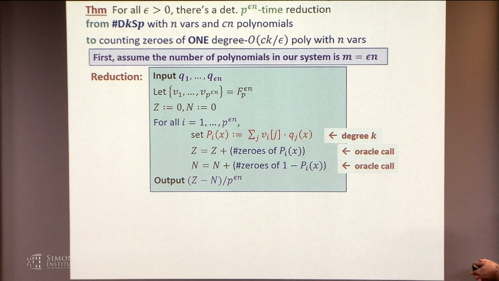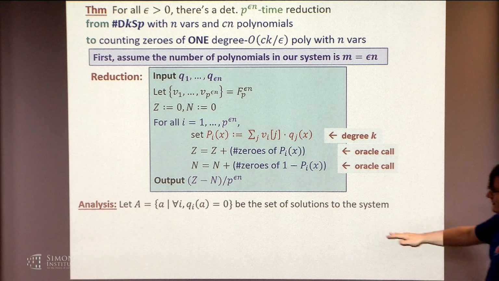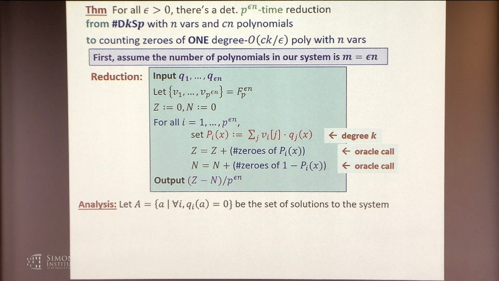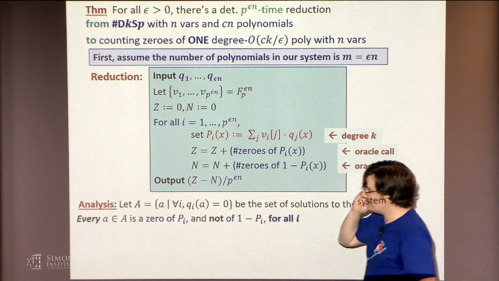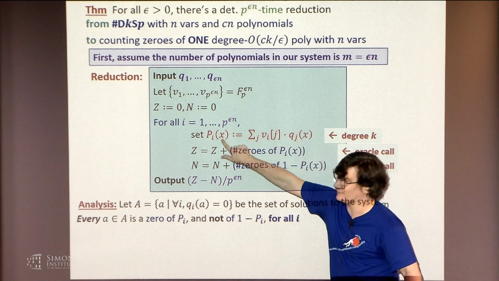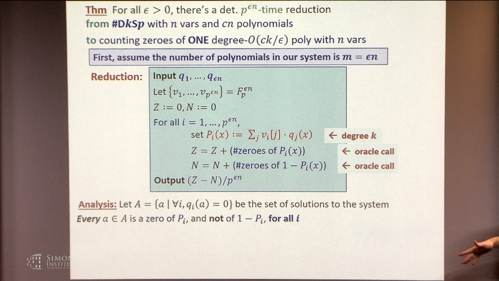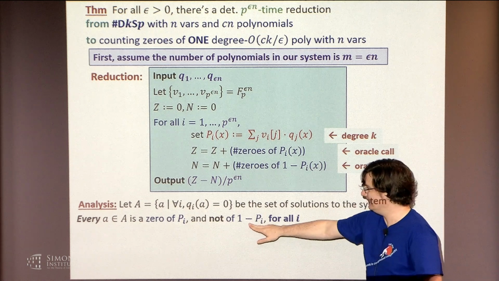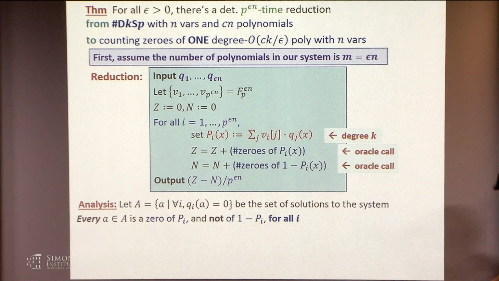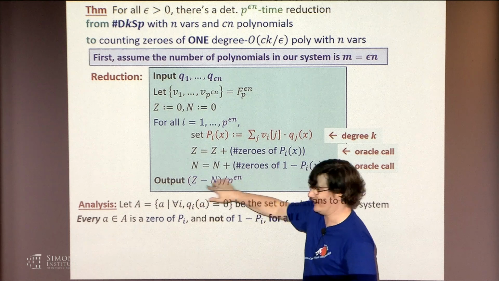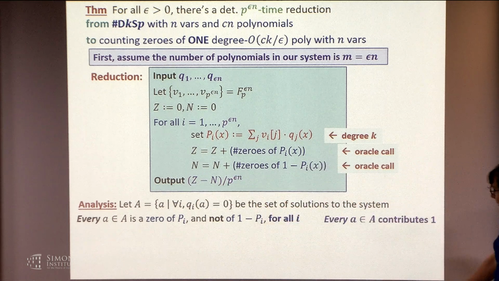So why does this thing work? Let A be the set of solutions of the system, those assignments making all the polynomials vanish. Take any solution. Anything that makes all the polynomials vanish makes this capital P sub i vanish, and it does not make 1 minus the polynomial vanish. It makes that polynomial 1. That's true for all the vectors. So every solution gets summed up p to the epsilon n times, and divided by p to the epsilon n, every solution contributes 1 to this running sum.